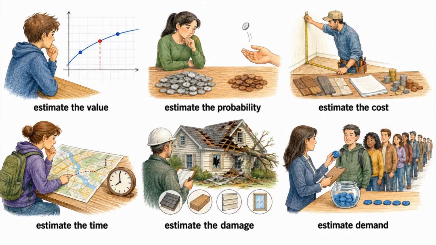Use nearby known points to estimate the value of the function at x equals 2.5. The simulation repeats the trial many times to estimate the probability of success. The contractor will estimate the cost after measuring the room and pricing the materials.